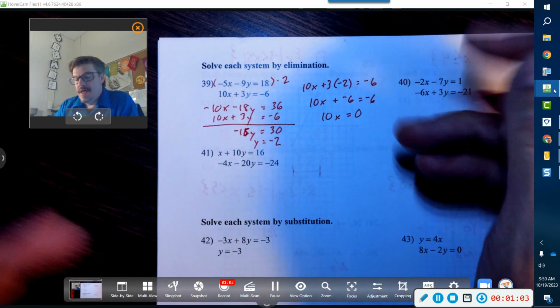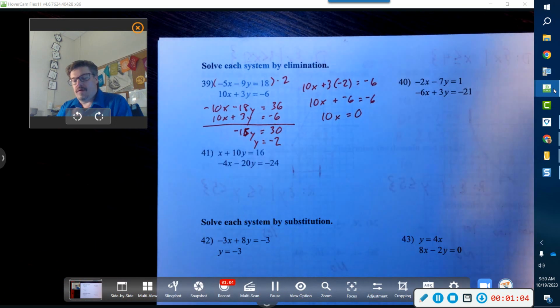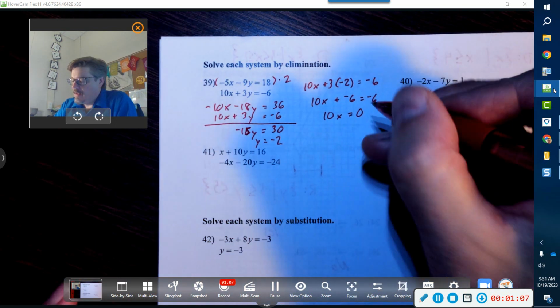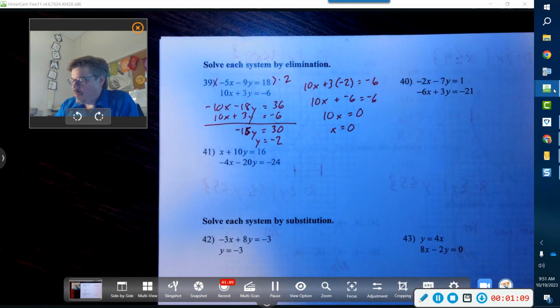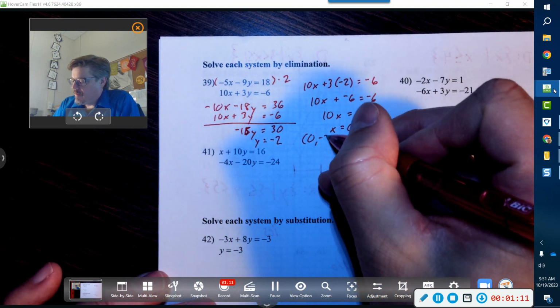It'll be 0. And don't worry though. Just remember that if you divide by 10, x can be 0. That's no problem. My final answer is 0, negative 2.